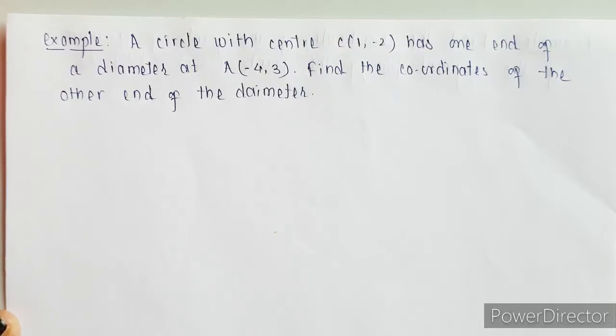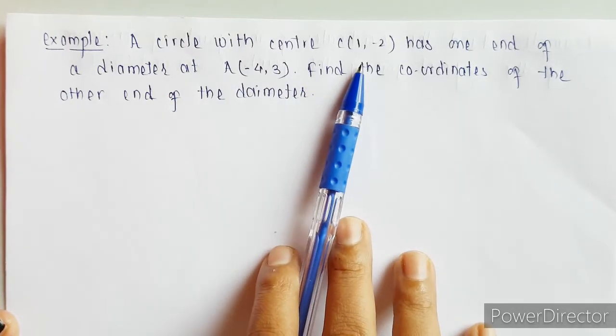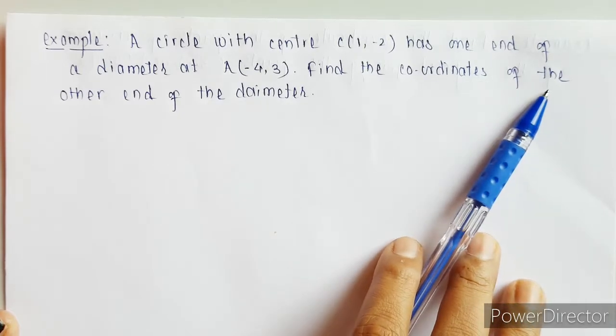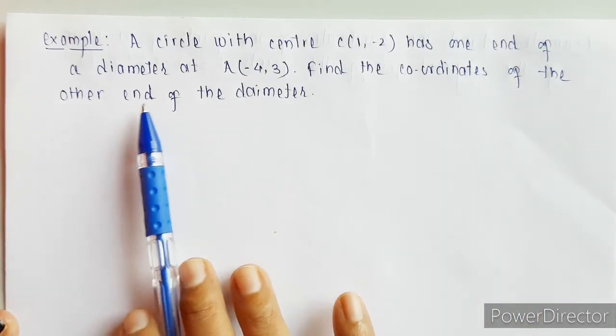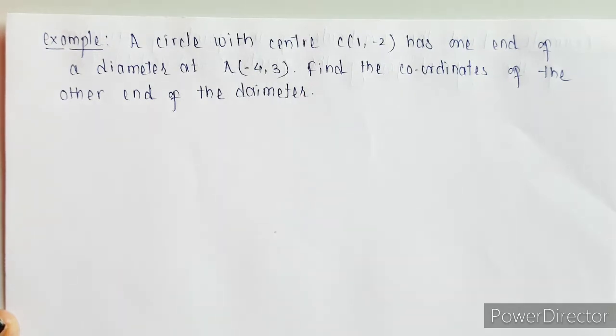In last class, we studied section formula. Let's solve some more problems on section formula. Okay. So here, a circle with center C has one end of a diameter at A. Find the coordinates of the other end of the diameter.